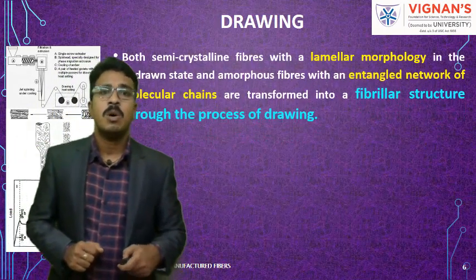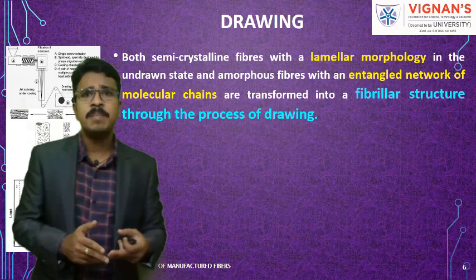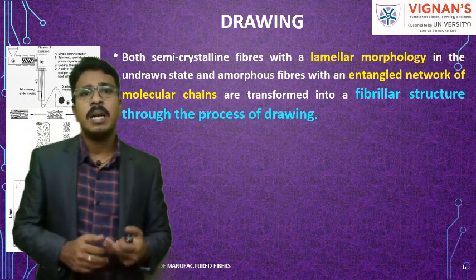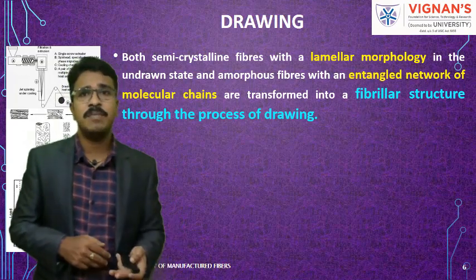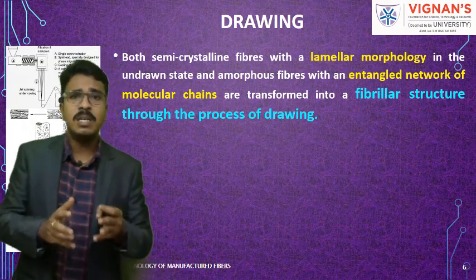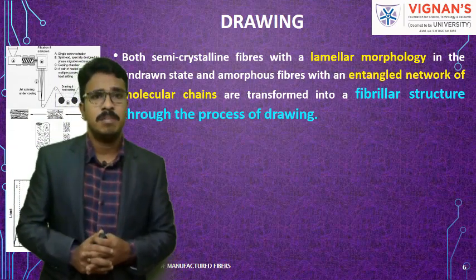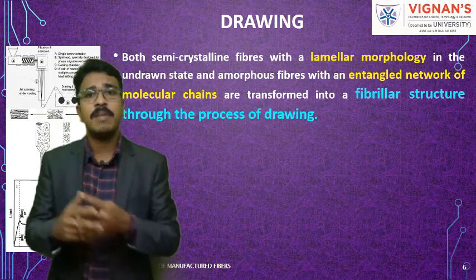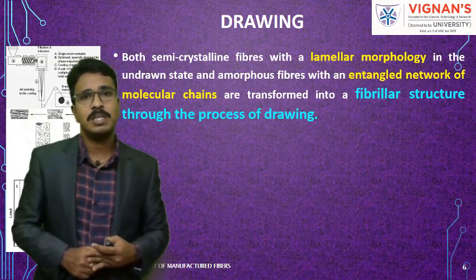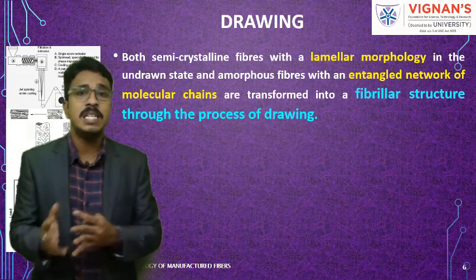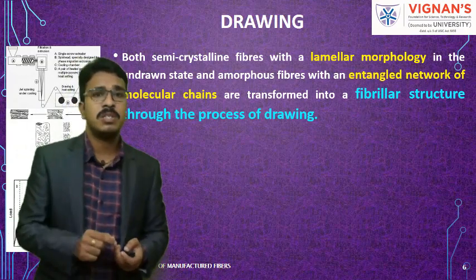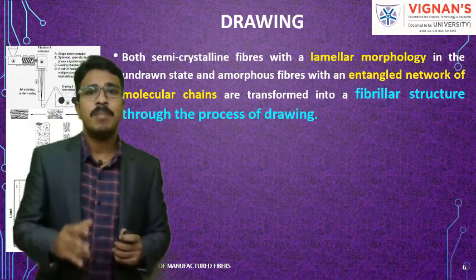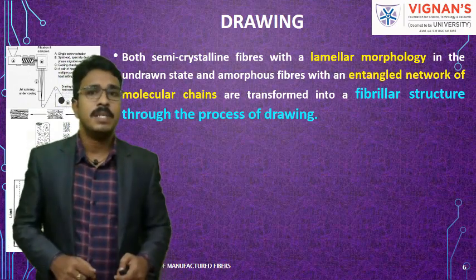Okay, so whether it is an amorphous polymer, amorphous fiber or semi-crystalline fiber, which has an entangled network of molecular chains, that has been transformed into a fibrillar structure through the process of drawing. I hope you might have gone through this fibrillar and lamellar structure in the previous semester.